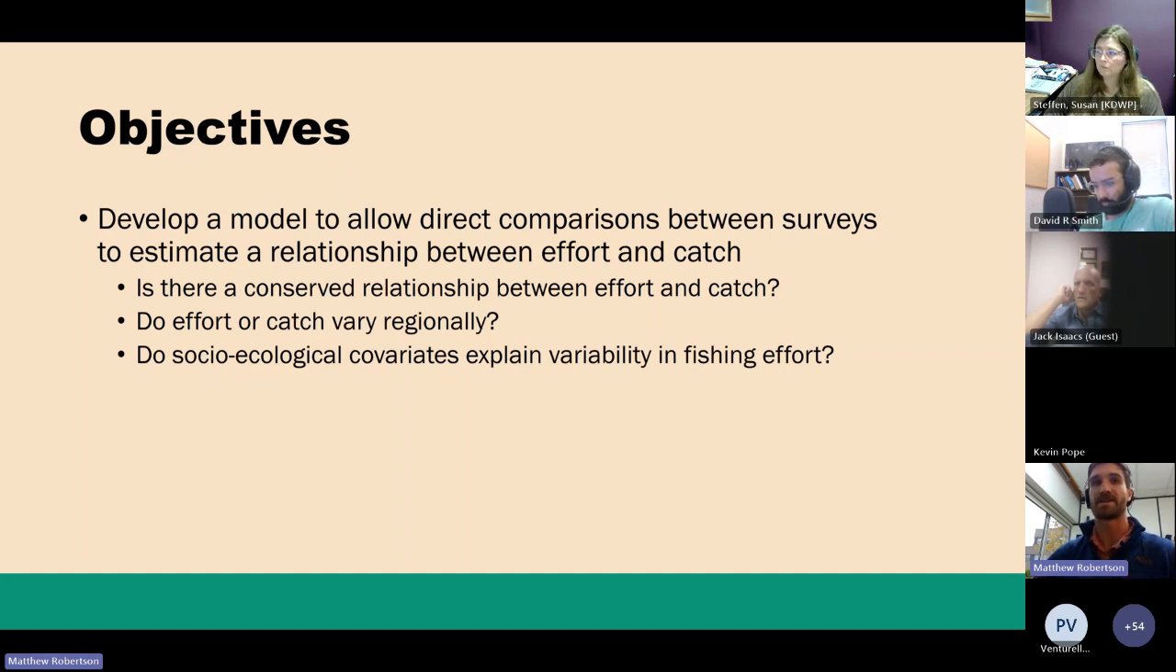Within this overarching objective, we had three sub-objectives. The first was to see if there was a conserved relationship between fishing effort and catch in lentic water bodies throughout the US, to see if we could estimate regional variability in effort or catch, and to see if there was any evidence that socio-ecological covariates helped explain variability that we were observing in fishing effort.